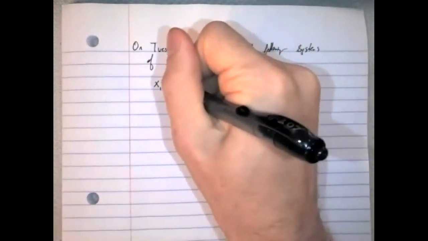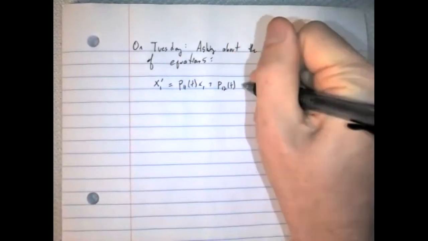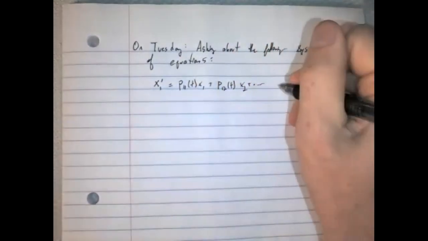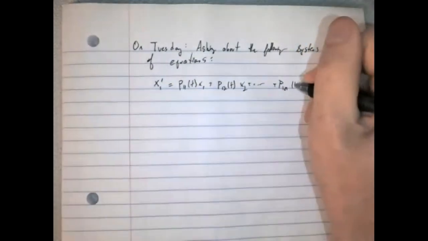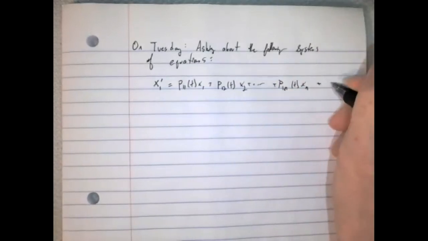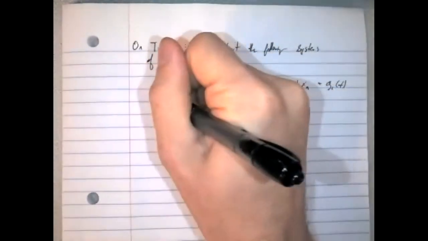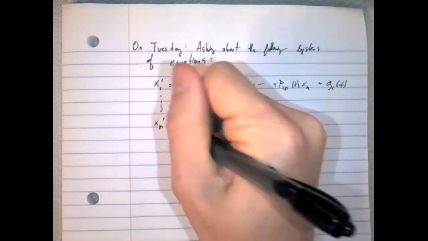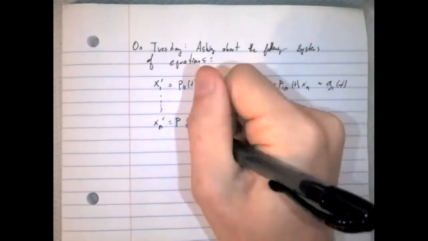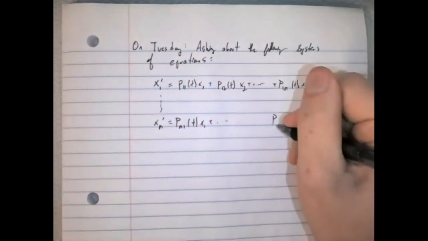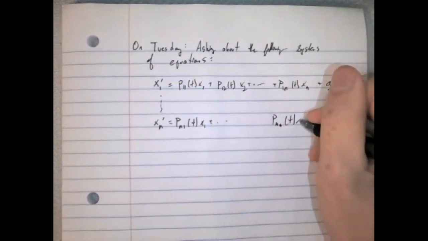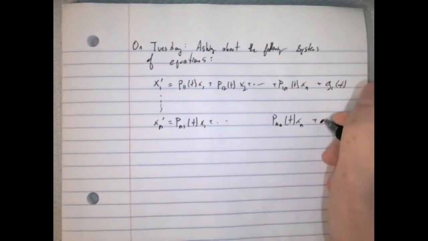x1 prime is equal to p11 of t x1 plus p12 of t x2 plus all the way up through p1n of t xn plus maybe a g1 of t, all the way down to xn prime, which is equal to pn1 of t x1 all the way up through pnn of t xn plus gn of t.